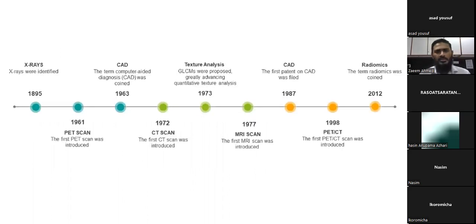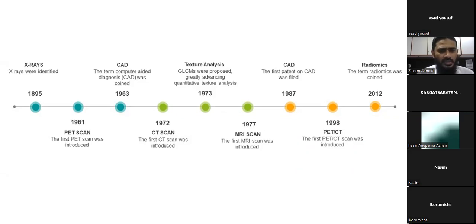So, just for a glimpse of the history: after the discovery of X-rays, there was a gradual increase in medical diagnosis with the utilization of X-rays and technology, and with the introduction of new modalities from time to time, like PET scan in 1961, then CT scan, then MRI and PET CT. At continuous intervals, we saw some computer-aided diagnosis being done by different individuals.